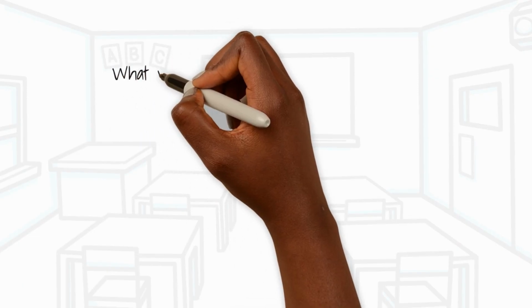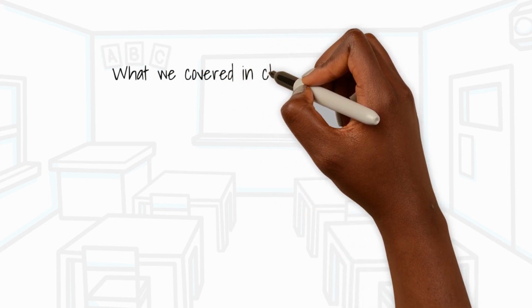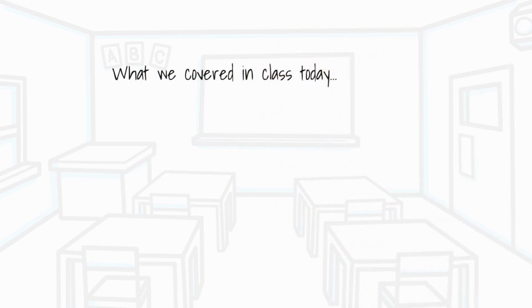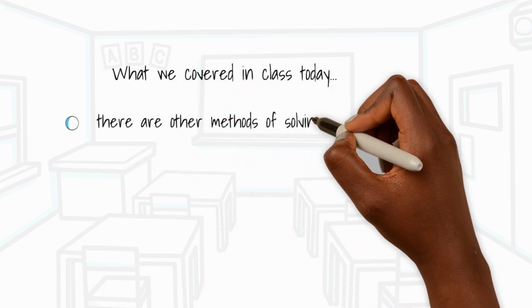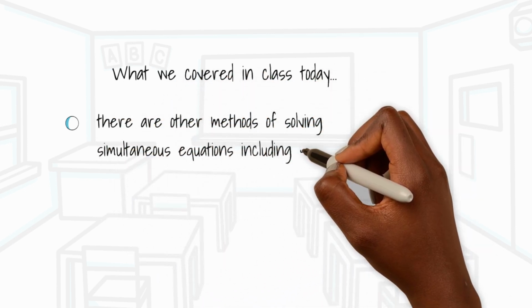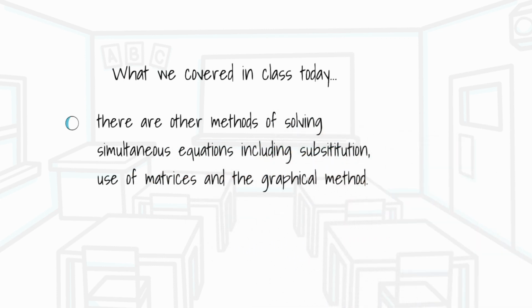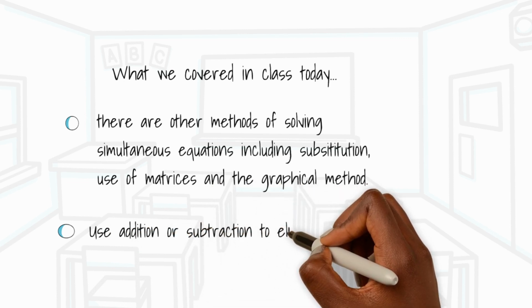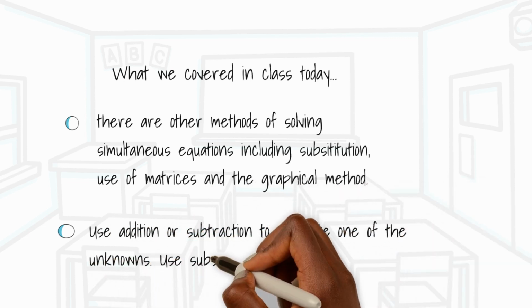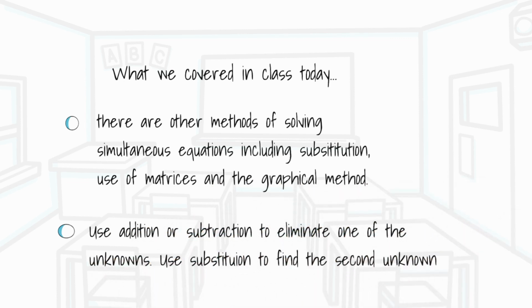There are three methods of solving simultaneous equations other than the elimination method, and they are the substitution method, use of graphs, and the use of matrices. But for today, we learned that we need to eliminate one of the unknowns, either using addition or subtraction. And then you find the solution by substituting it into one of the original equations to have your final solution.